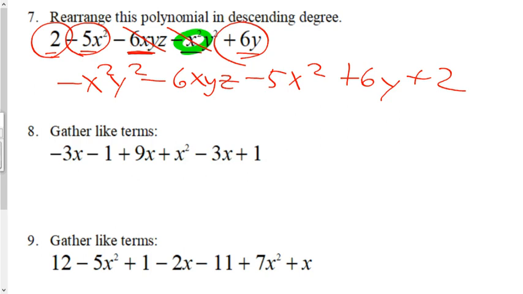Question 8, same thing, gathering like terms here. Start with your highest degree term of the 1, 2, 3, 4, 5, 6 terms that I have. The highest degree term is my x squared.